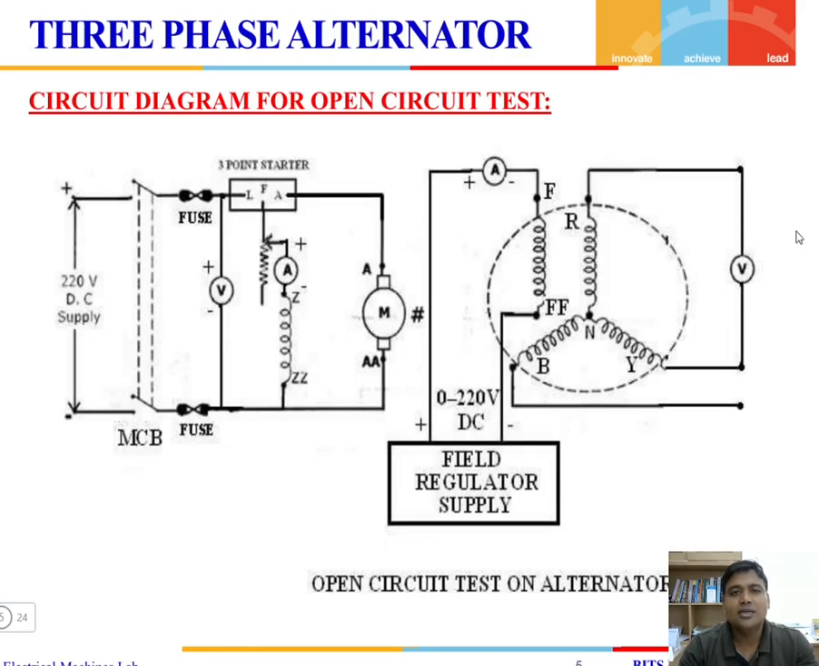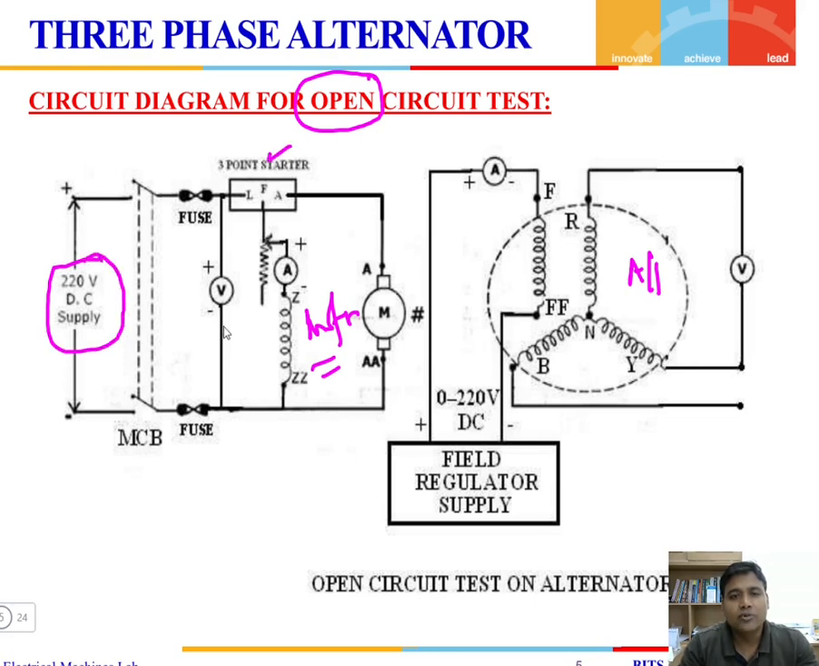Now let us see the circuit diagram. As I said, we are going to perform the open circuit test and the short circuit test. The first circuit diagram we are going to see is for the open circuit test. This is basically for the alternator side and this is for the motor side. The motor, which is a DC motor, is connected to a 220 volt DC supply through a 3-point starter, and voltmeters and ammeters, which are both DC type, are connected to measure the voltage and the current.